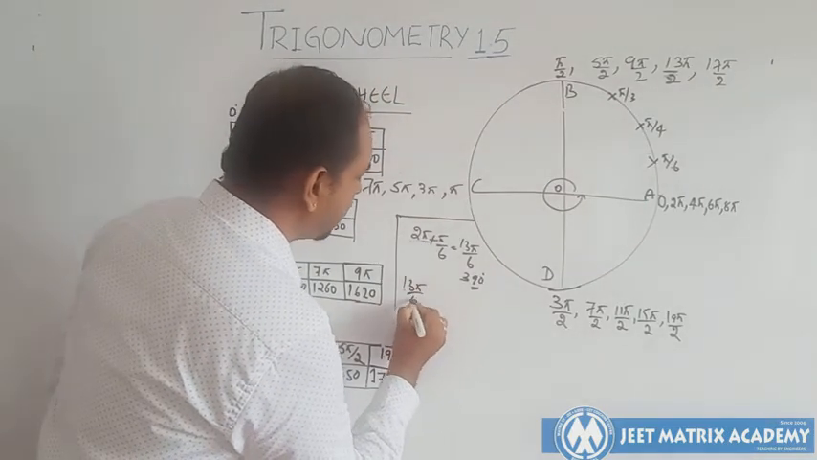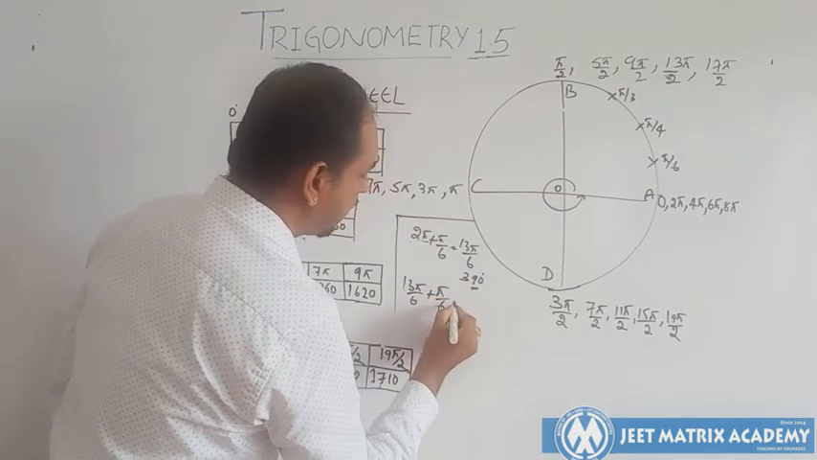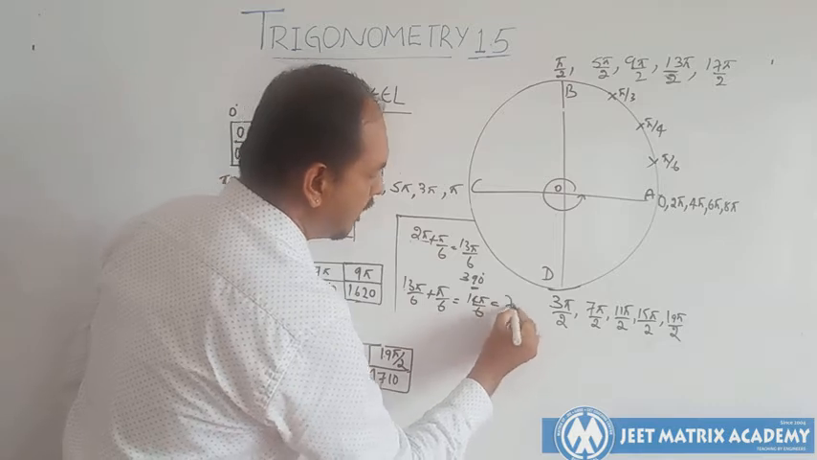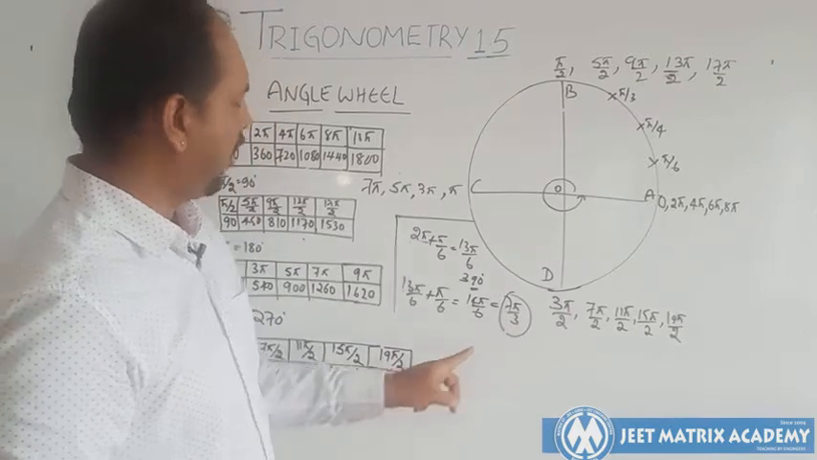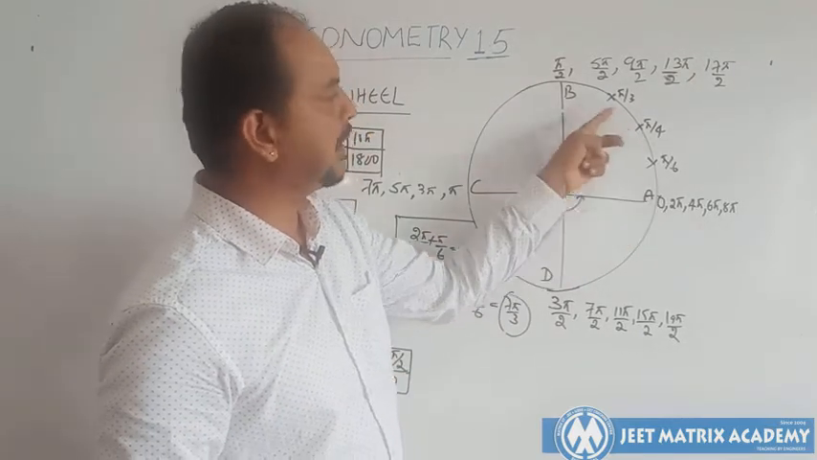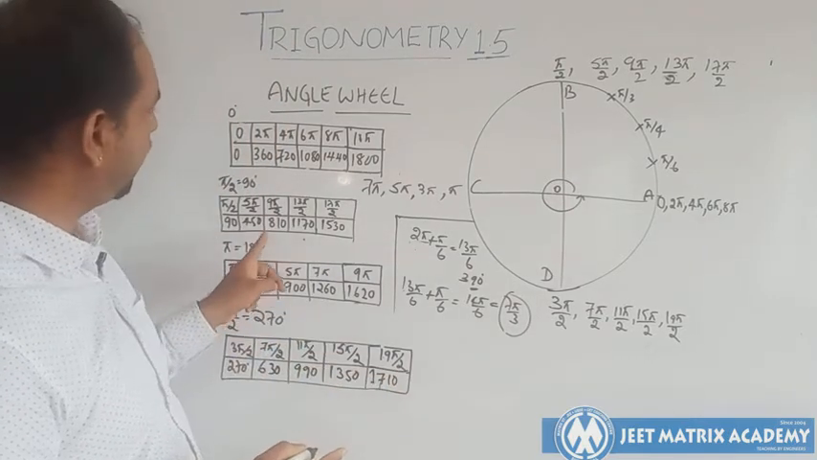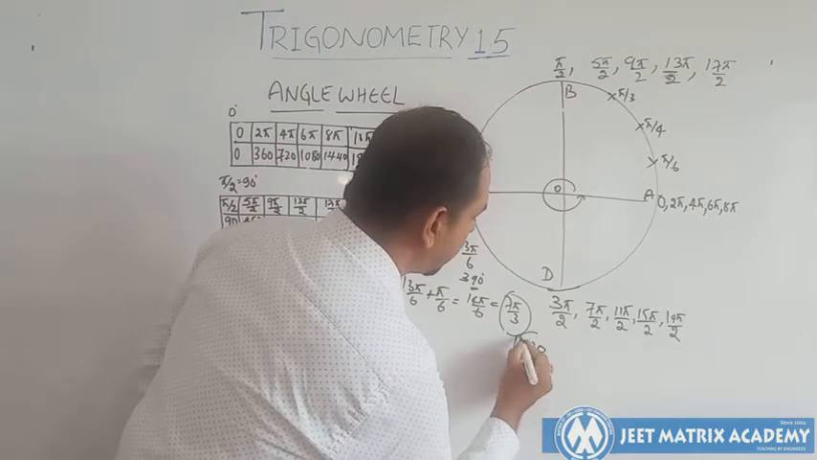Now from here to here, either add 13 pi by 6 plus 30 degree, that is pi by 6, that is 14 pi by 6. That will be 7 pi by 3. Or you can say this is 360, 360 plus 60, how much? It will be 420, am I right? This angle is 420.